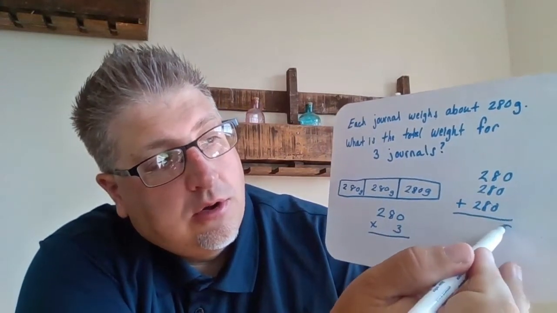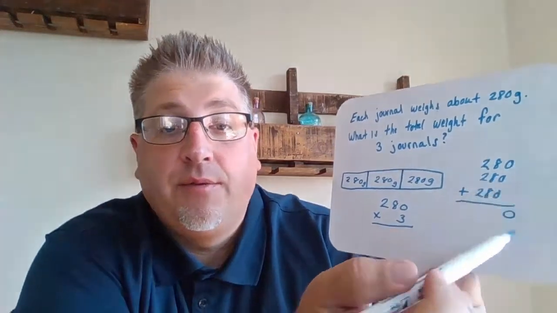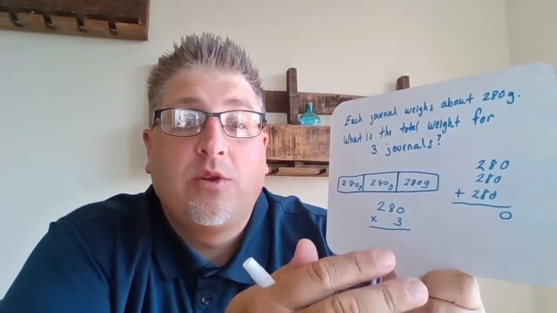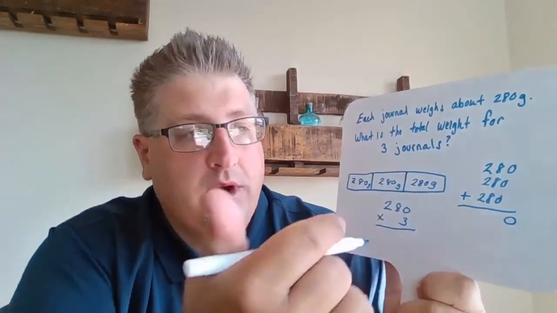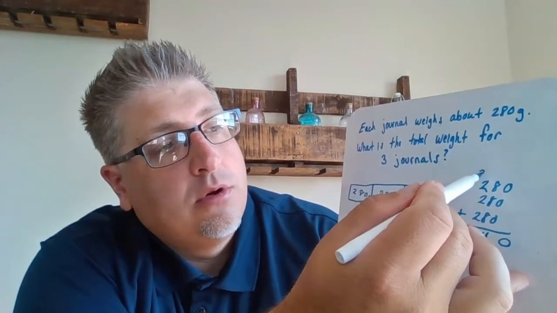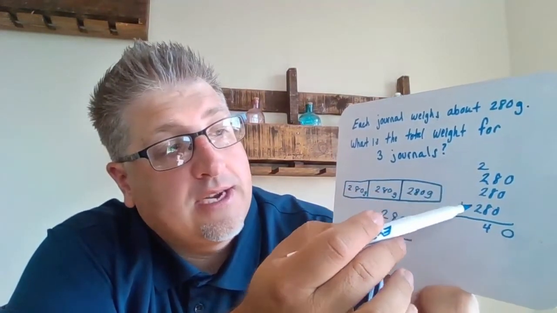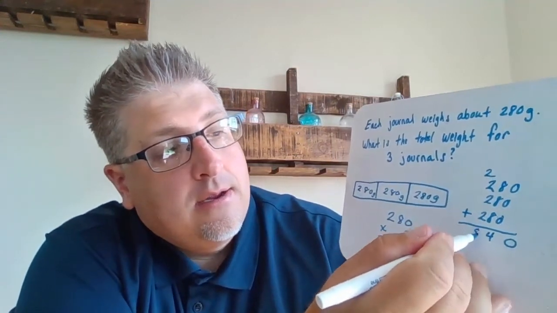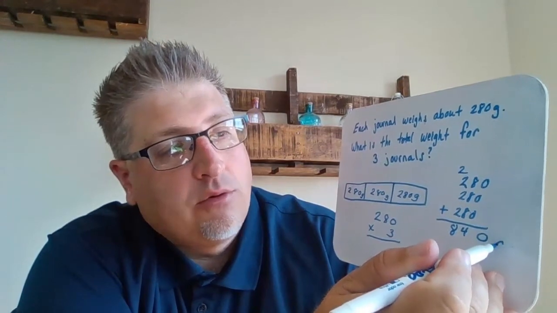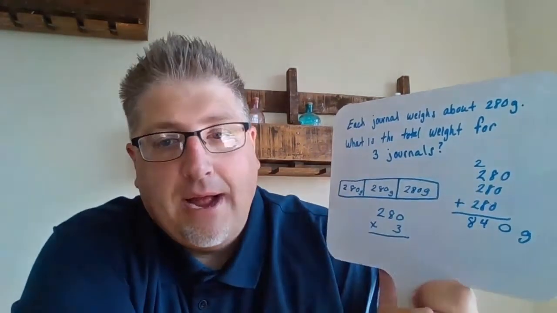0, 0, 0. We know 8 plus 8 gives us 16, and if we count up 8 more, 17, 18, 19, 20, 21, 22, 23, 24. So I put the 4 down, and I carry the 2. And now we're just going to count by 2's. We got 2, 4, 6, 8. 840 what? You guessed it, 840 grams. So put that G down there. Okay? So that was solving that by addition.